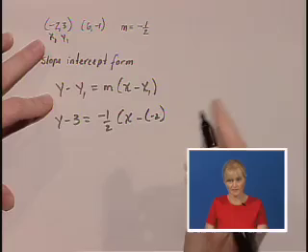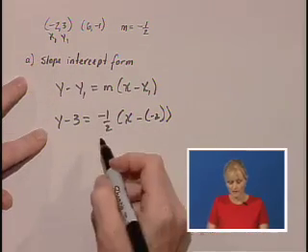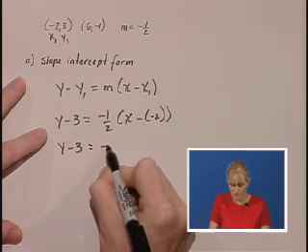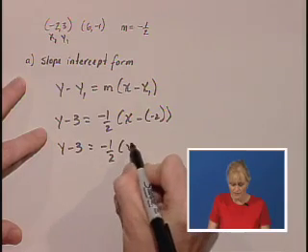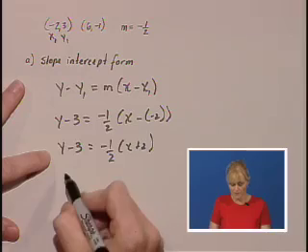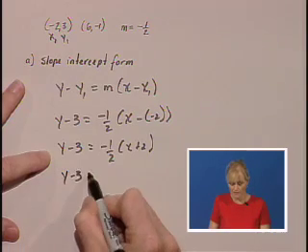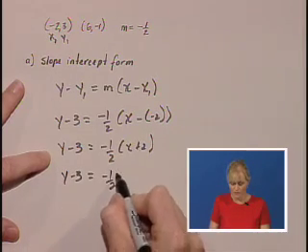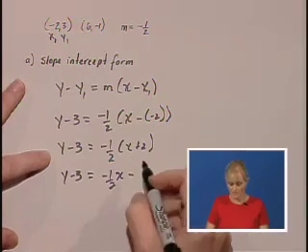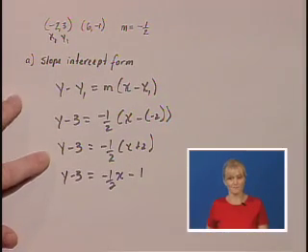Again, watch your negative signs. Let's clean up this right-hand side. Y minus 3 is equal to -1/2 times x plus 2. We'll carry through our distributive. Y minus 3 is equal to -1/2 x minus -1/2 times 2 is 1.